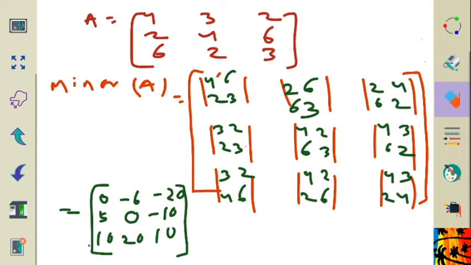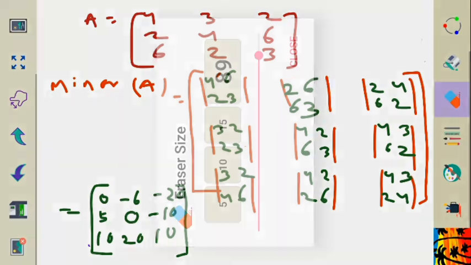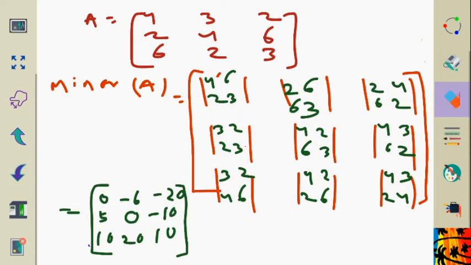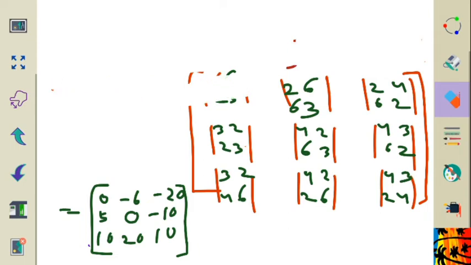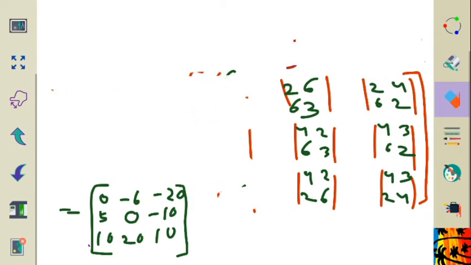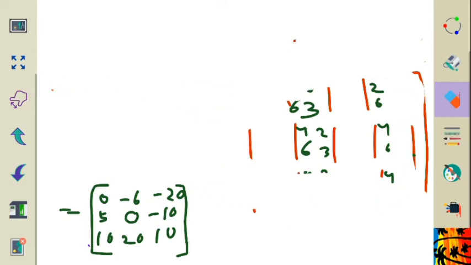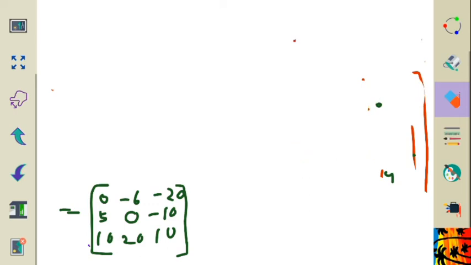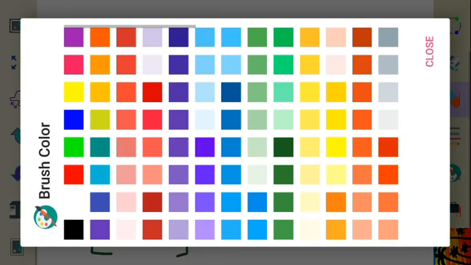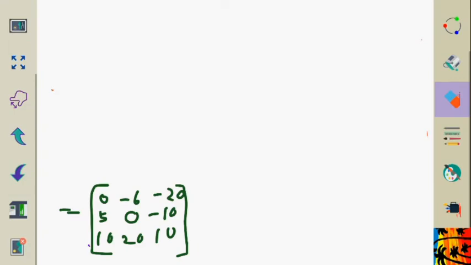Minor of A I have already got. So for that, then I will find the cofactor of A. Clear? After finding the minor, our next job is to find the cofactor. So let us write the cofactor of A. You also rewind this video again and again. If you are not able to write something, then rewind this video again and again and see it. Clear? So after minor, our job is to find the cofactor.